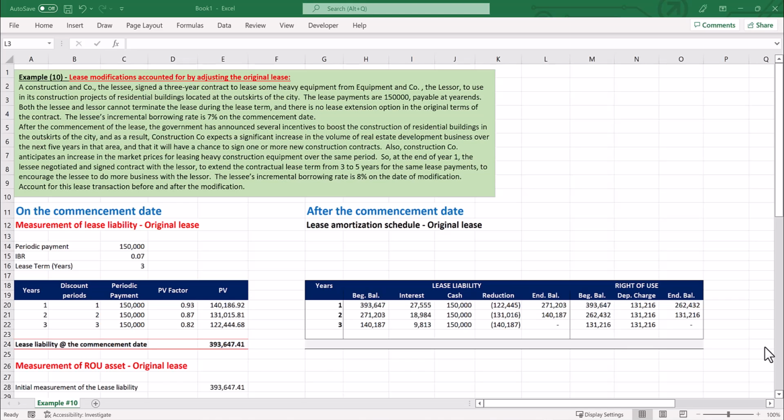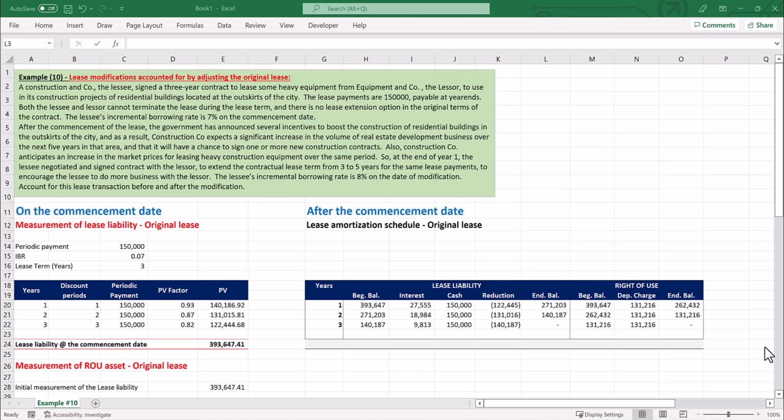A Construction and Co, the lessee, signed a 3-year contract to lease some heavy equipment from Equipment and Co, the lessor, to use in its construction projects of residential buildings located at the outskirts of the city. The lease payments are $150,000 payable at year-ends. Both the lessee and lessor cannot terminate the lease during the lease term, and there is no lease extension option in the original terms of the contract.